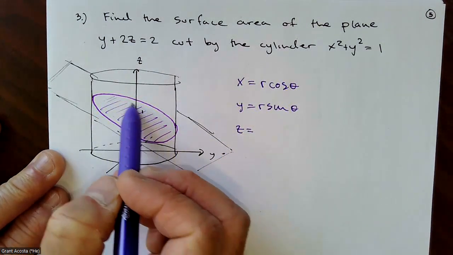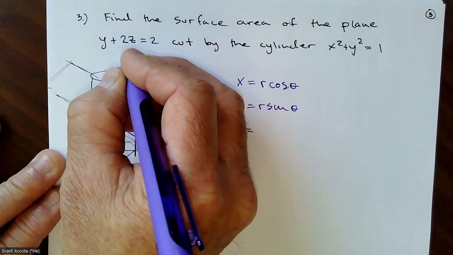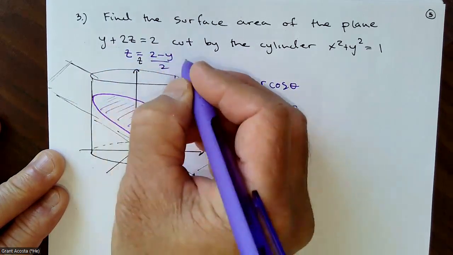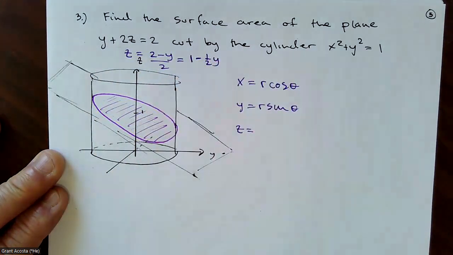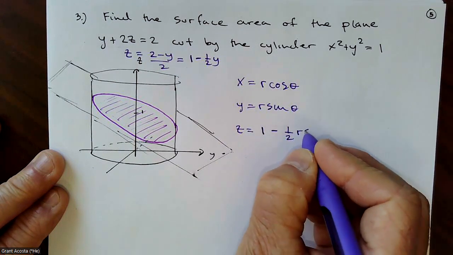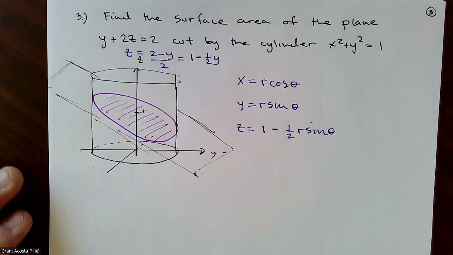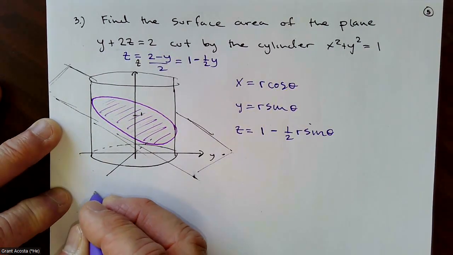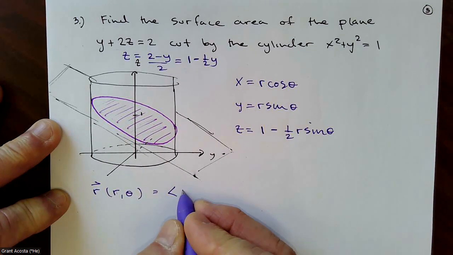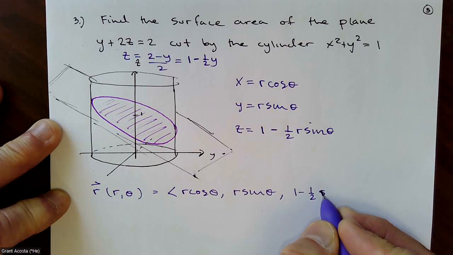The z coordinate of any point here has to satisfy the equation of the plane. So if I solve this plane for z, I'm going to get z equals 2 minus y, divided by 2. And if I split that up, that's 1 minus 1/2 y. But if y is r sine theta, then z is going to be 1 minus 1/2 r sine theta. And I've got it parameterized in terms of r and theta again. So my vector function of r and theta is r cosine theta, r sine theta, 1 minus 1/2 r sine theta.